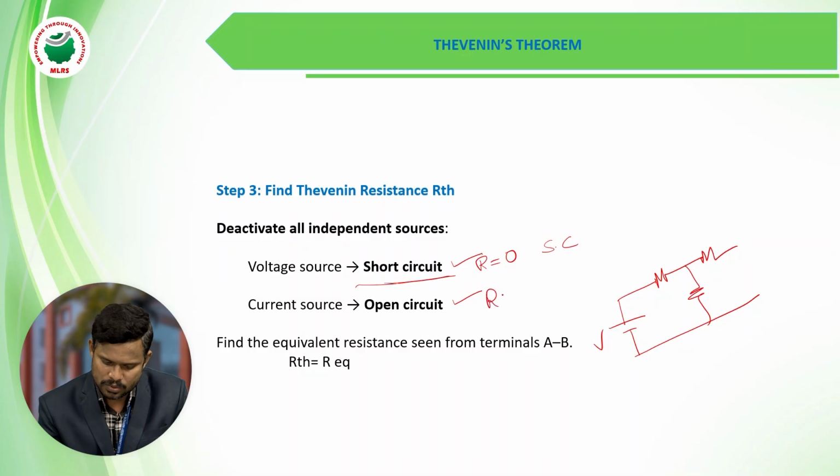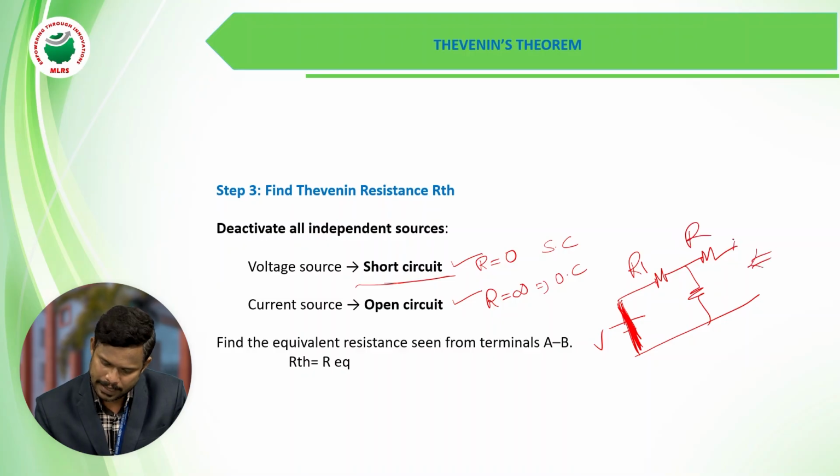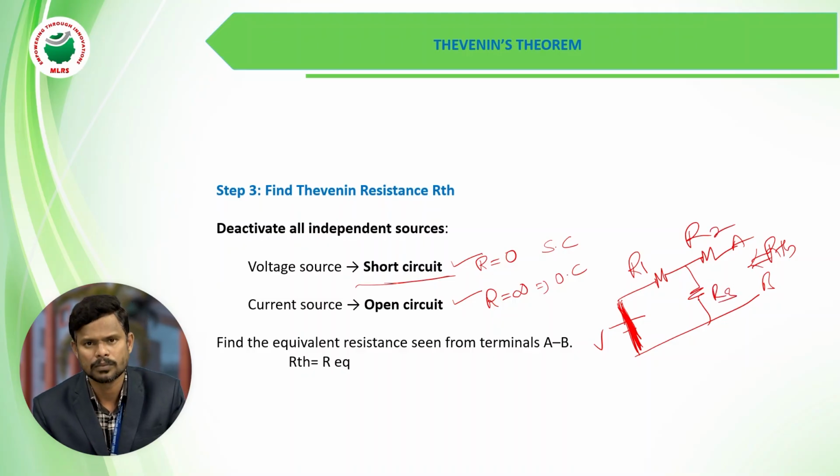And for current source, internal resistance is equal to infinity. That means it is an open circuit. So this voltage source can be replaced with a short circuit, and then we calculate the R Thevenin's across the open terminals A and B, RTH, R2 and R3.